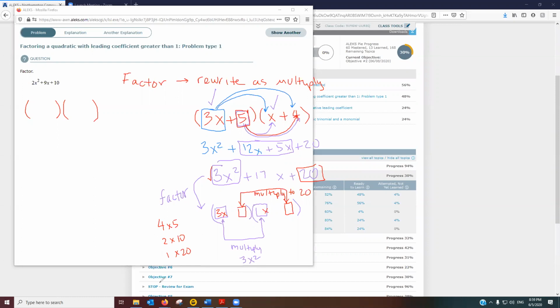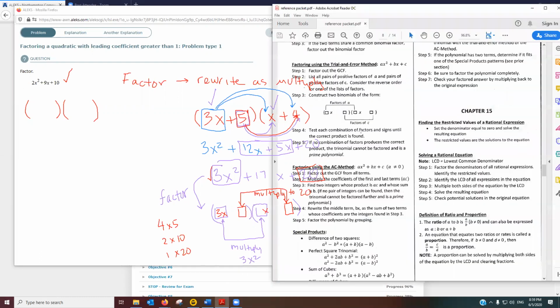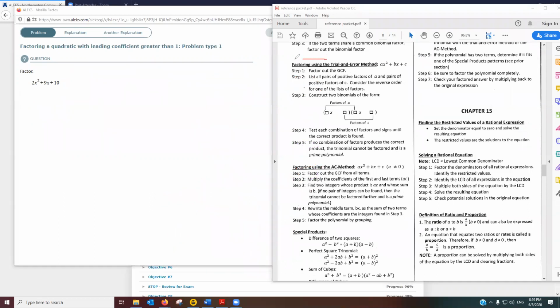All right, so let's use that as background to go and work on this example. Now, let me also bring up the reference packet. And if I bring up this reference packet, I just wanted to show you that there's 2 methods to use. One is called the trial and error method, and another method is called the AC method. Now you can use whichever one of these methods you want, because you'll get the same answer either way. I'm going to use this trial and error method now, and in a minute I'll do another example where I use the AC method. But let's use this trial and error method to begin with.